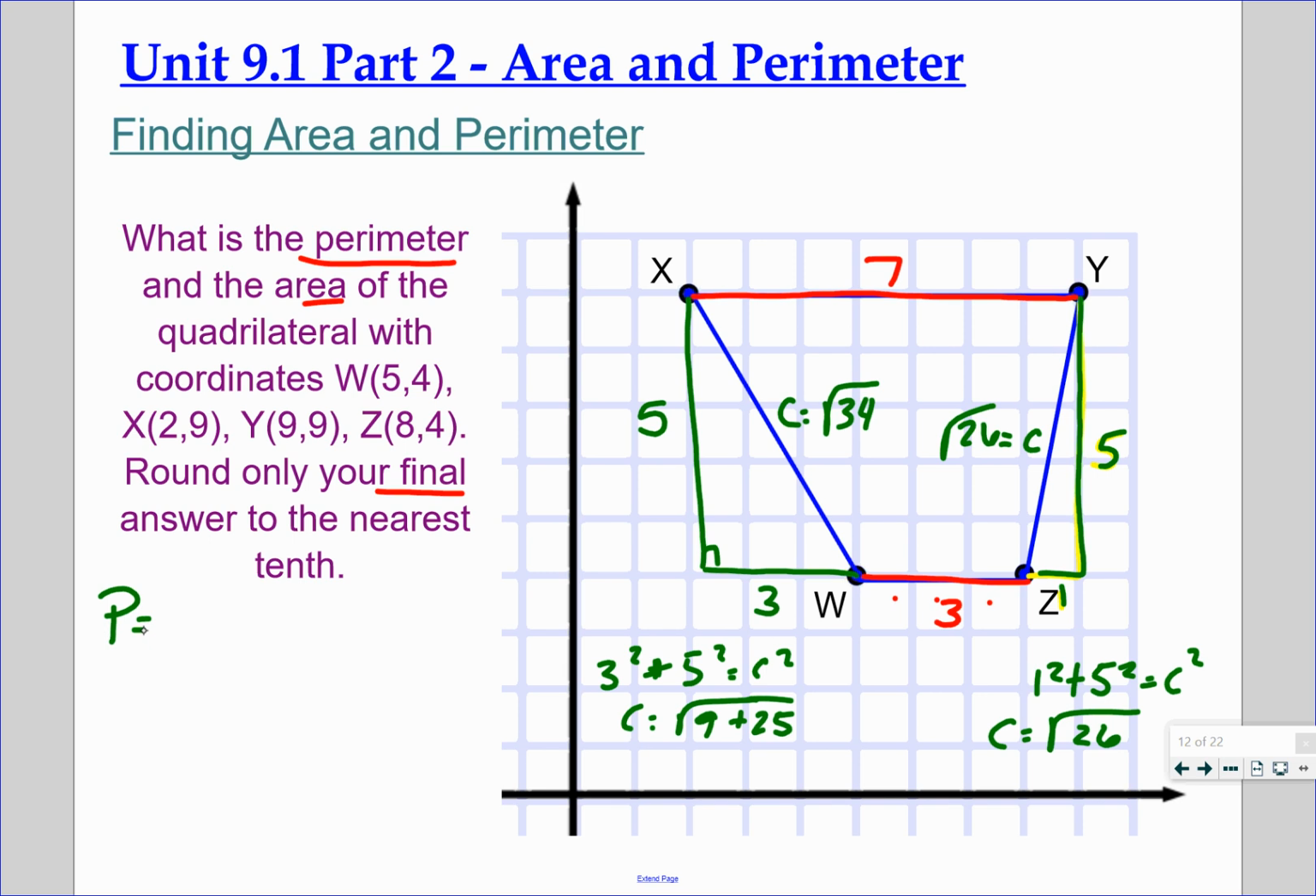So now for our perimeter, make sure you go ahead and save this for your calculator. Make your calculator do all the work. We would do 7 plus the square root of 26 plus the 3 plus the square root of 34. And it says nearest tenth. So if we did this and rounded to the nearest tenth, we're going to get approximately 20.9.